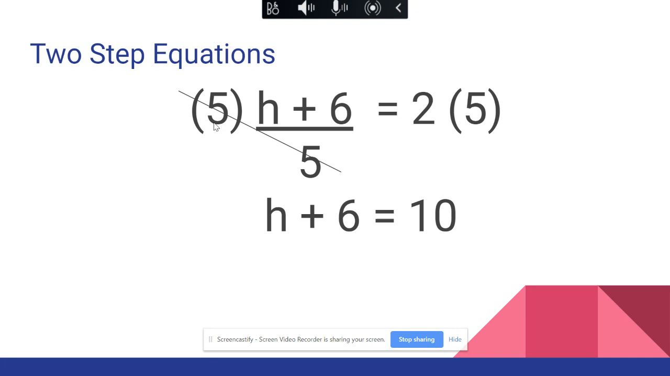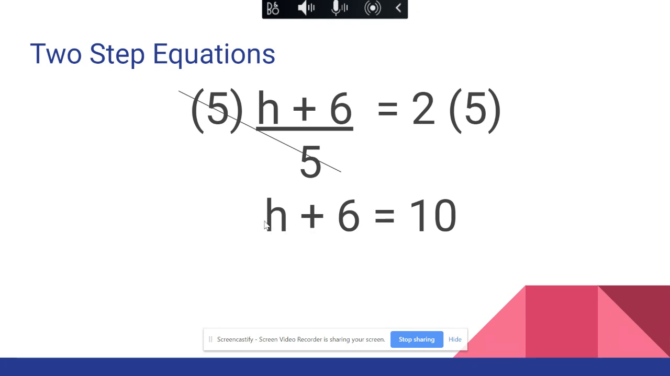Okay. Now we are going to talk about distributive property, and this is not where we use distributive property, okay? This 5 gets canceled. You do not have to multiply or divide the h plus 6 by the 5, okay? So remember, those cancel and you're left with just the top of the fraction.